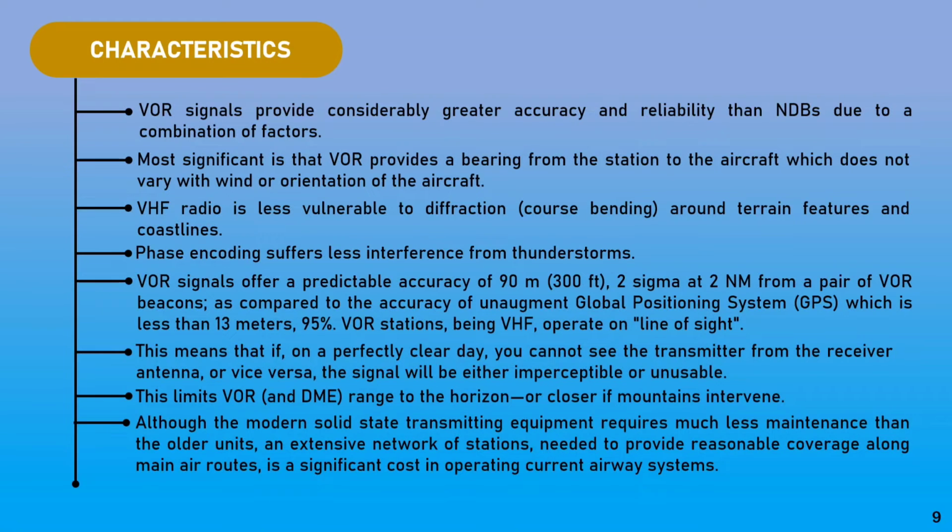VOR stations, being VHF, operate on line of sight. This means that if on a perfect clear day you cannot see the transmitter from the receiver antenna or vice versa, the signal will be either imperceptible or unusable. This limits the VOR and DME range to the horizon or closer if mountains intervene. Although modern solid-state transmitting equipment requires much less maintenance than the older units, an extensive network of stations needed to provide reasonable coverage along the main air routes is a significant cost in operating the current airway system.